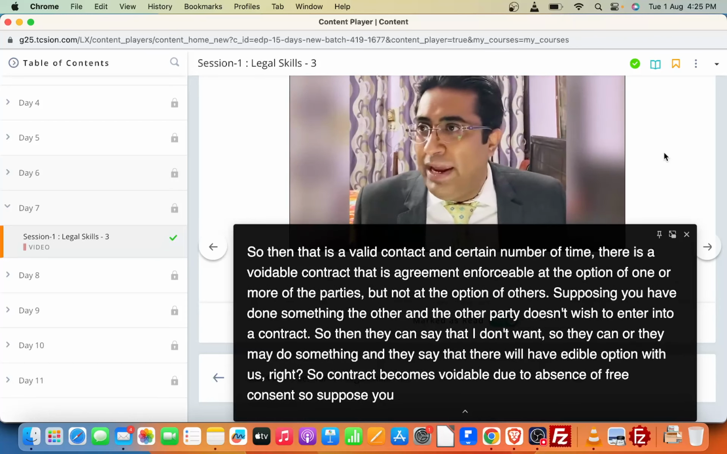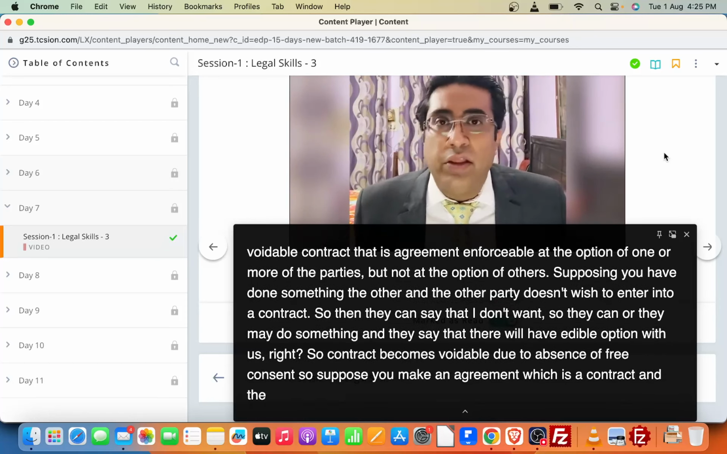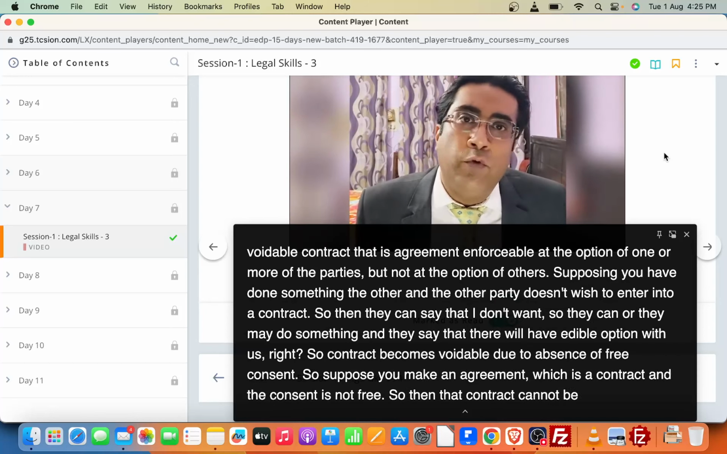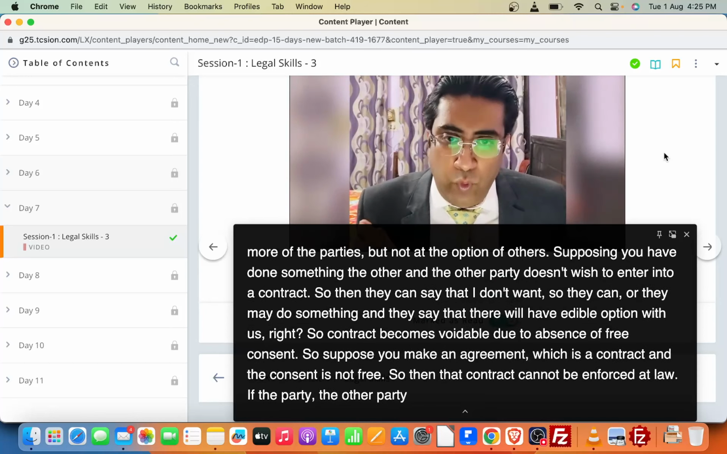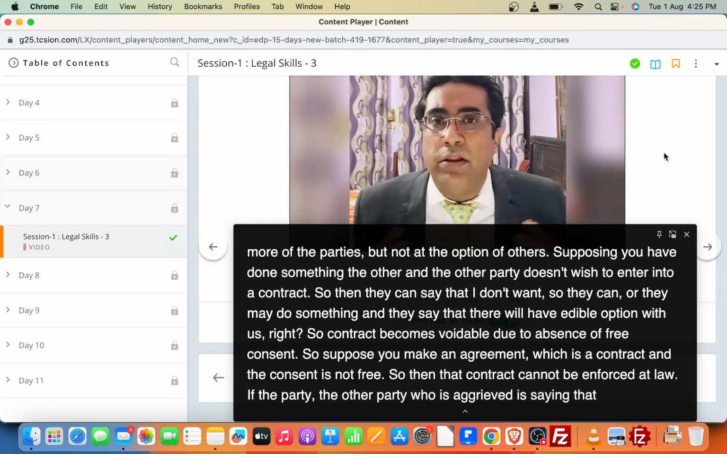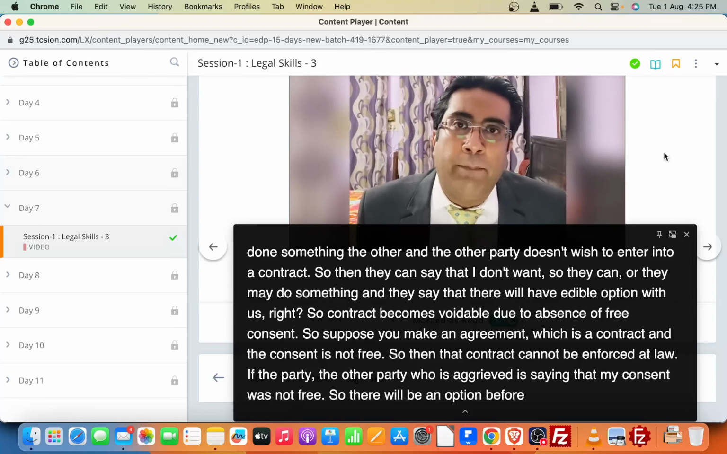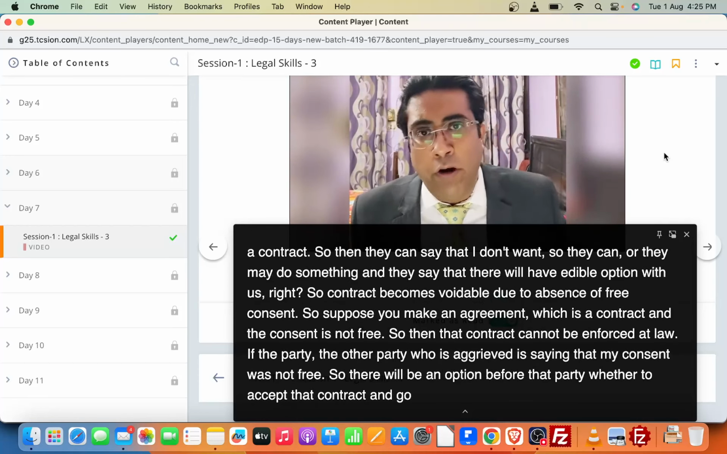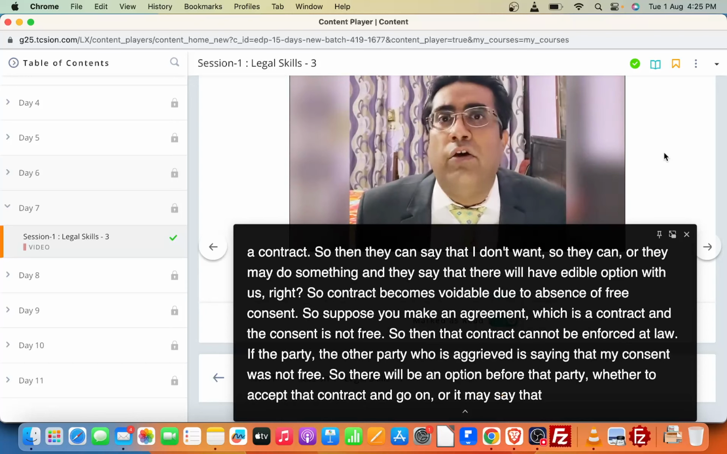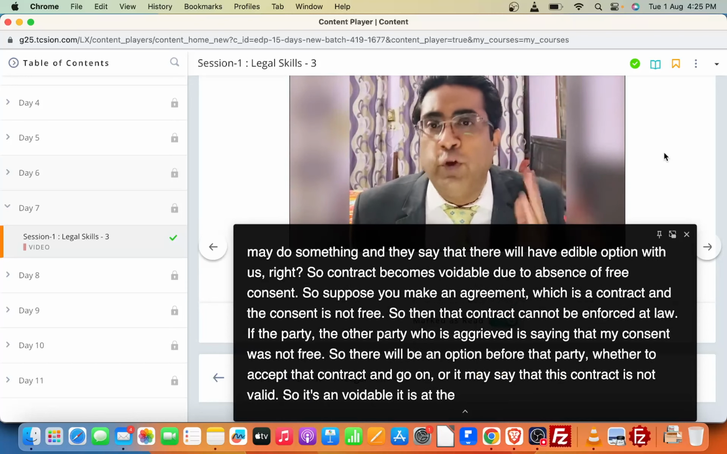So suppose you make an agreement which is a contract and the consent is not free, then that contract cannot be enforced at law if the aggrieved party says that his consent was not free. So there will be an option before that party whether to accept that contract and go on, or to say that this contract is not valid. So it is voidable; it is at the option of that party.